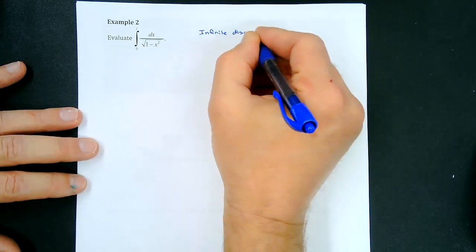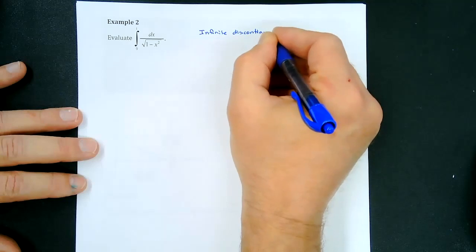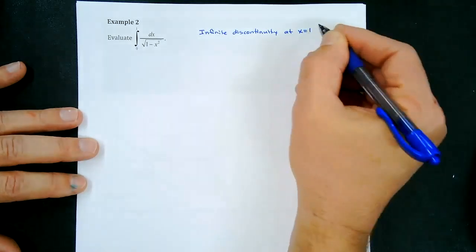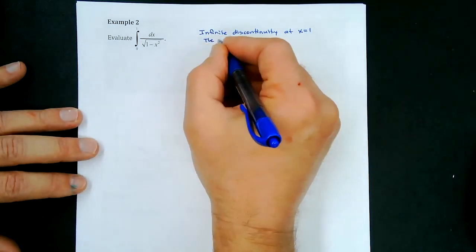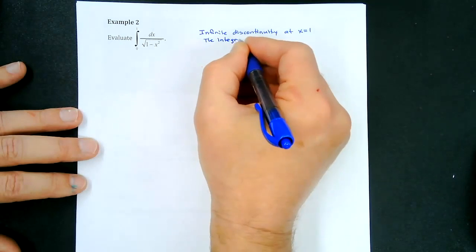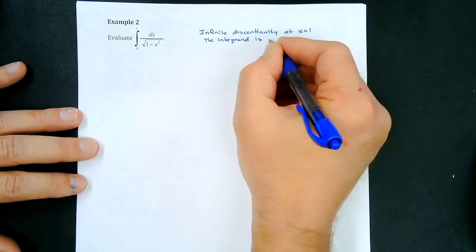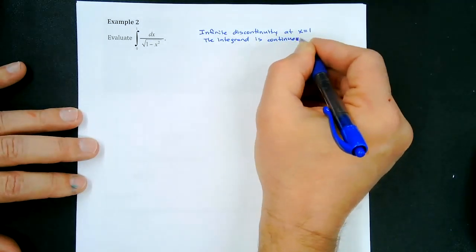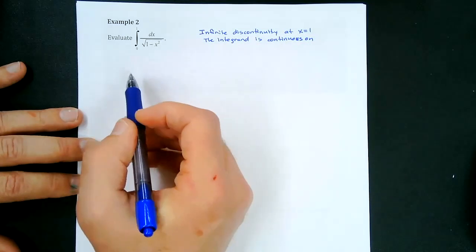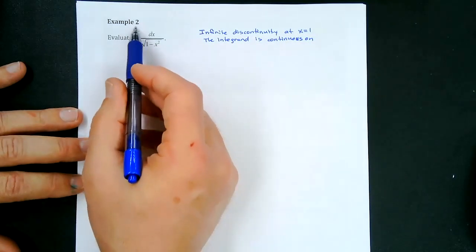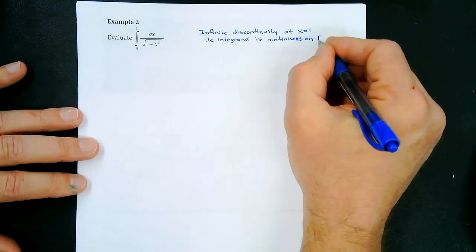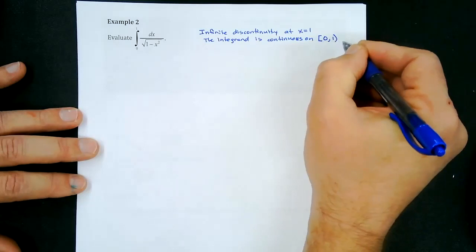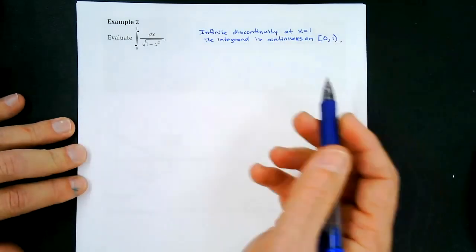So here we have an infinite discontinuity at x equals 1. But the integrand is continuous on, so it is continuous at 0, it's not continuous at 1. So it'd be continuous on 0, including 0, to 1, but not including 1. All right, so that means we have to write this as a limit.